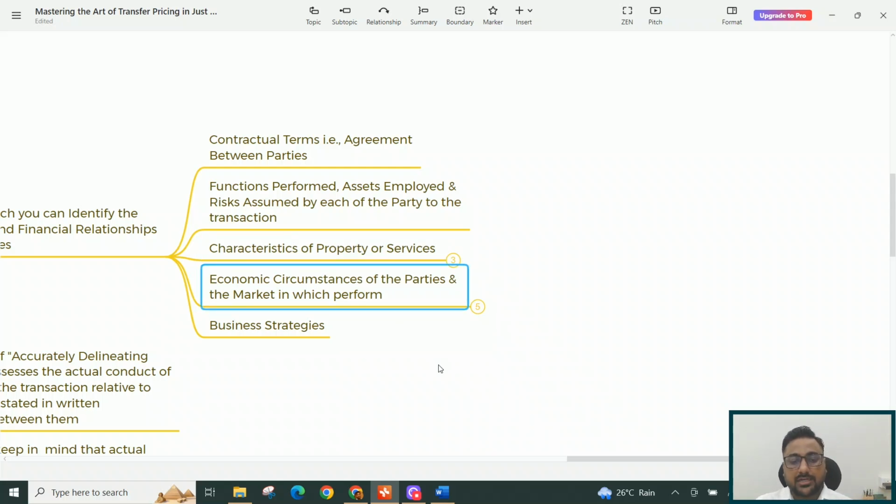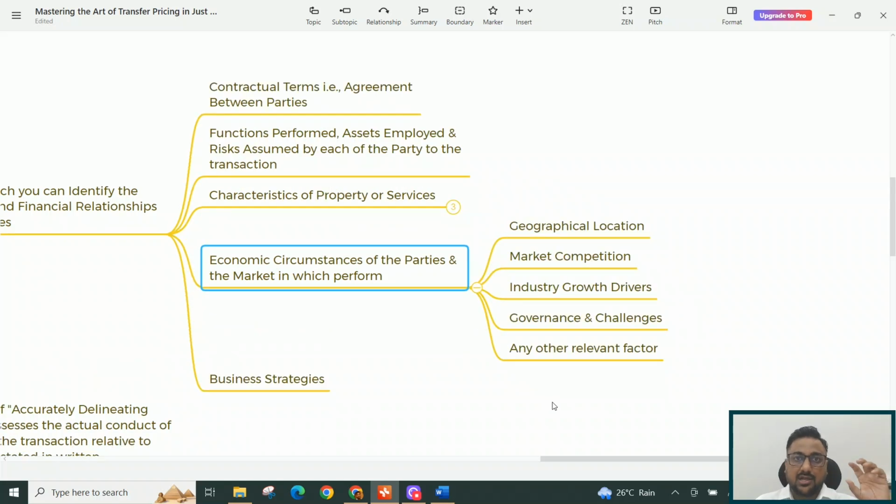circumstances of the parties and the market in which they operate. Obviously, if one associated enterprise is based in the UK and the other is in India, there would be geographical differences and economic differences. These circumstances should also be taken into account when you are identifying the commercial or financial relationships. I have just mentioned some of them, like geographical location, market competition, industry growth drivers, governance and challenges, or any other relevant factors. These are all economic circumstances which you should take into account when doing functional analysis.